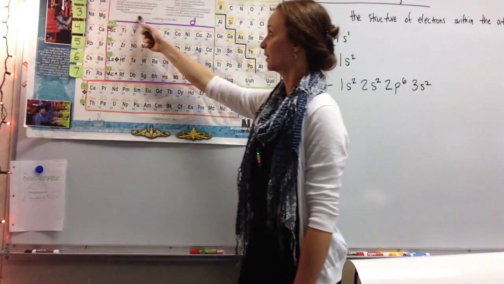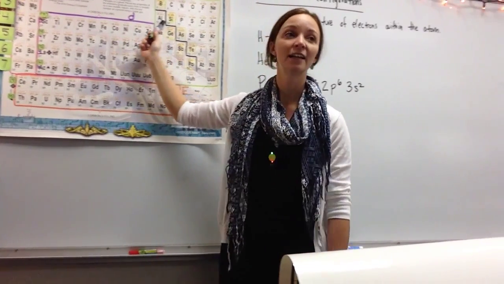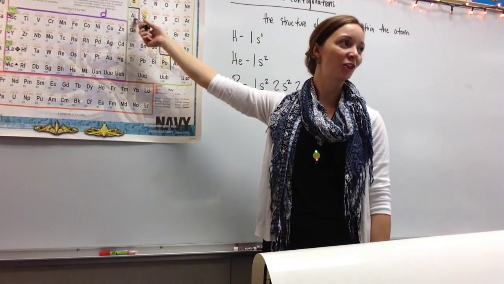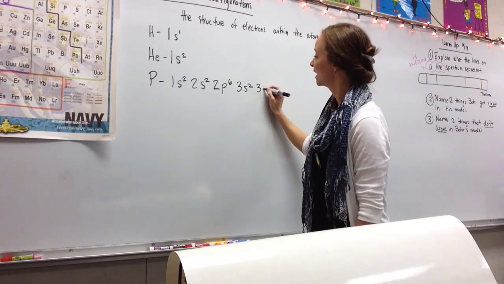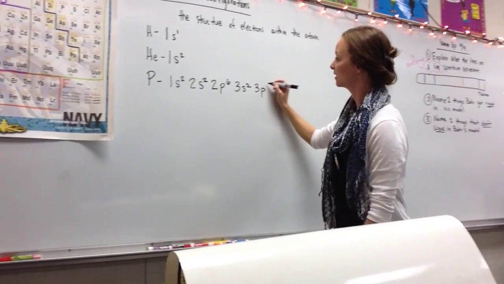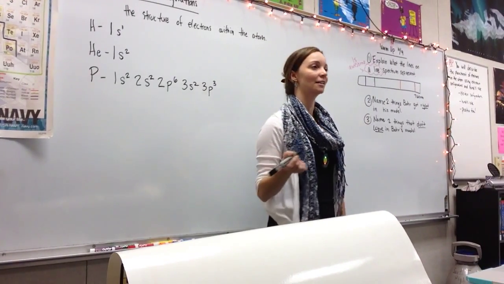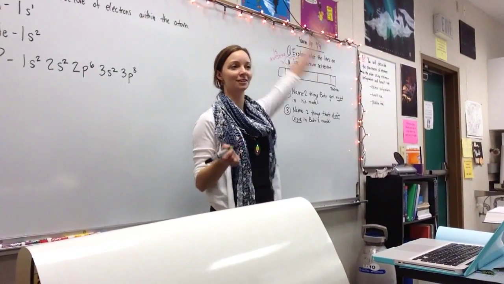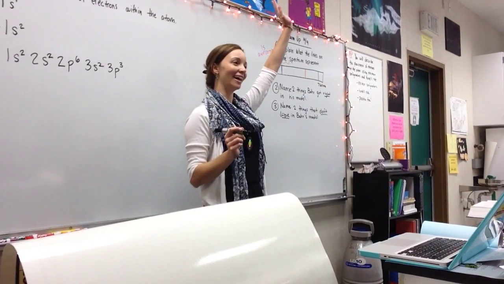left to right, reading like a book, and now I'm where? Where am I? 3p, so I'm in the 3p's. However, phosphorus is the third thing, so I go 1, 2, 3, so I end up at 3p3, and that's the electron configuration for phosphorus. Raise your hand if this looks familiar. All right, I love that.